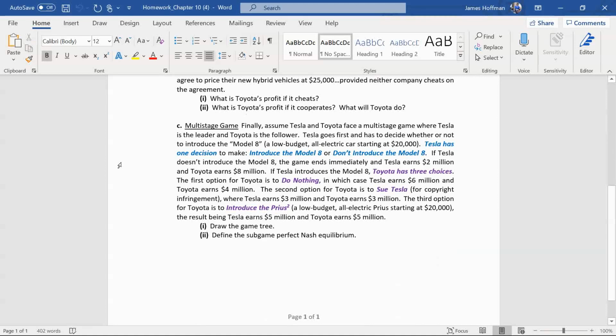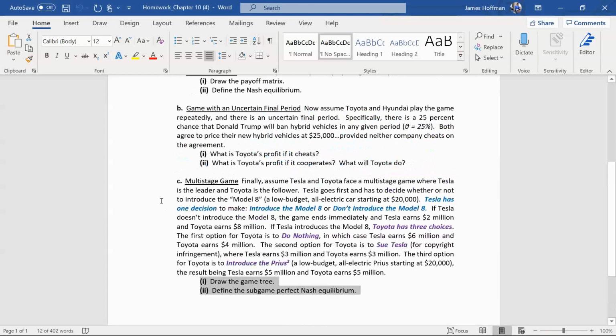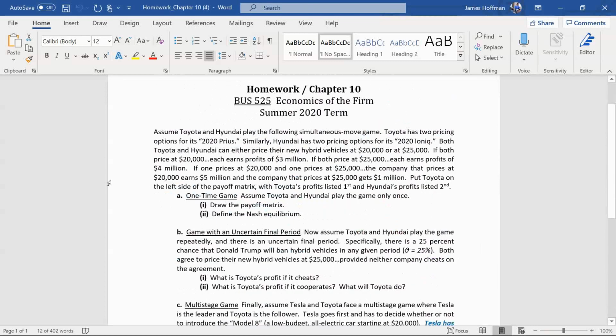Okay, and then part C is a sequential game scenario in which Toyota makes a decision, and then Tesla goes second, and so you just have to draw the game tree and then determine the outcome of this game. So one question here, 3 parts. And what we did here is very similar to the analysis we did in the demonstration problems, and you can look at my examples if you need those.